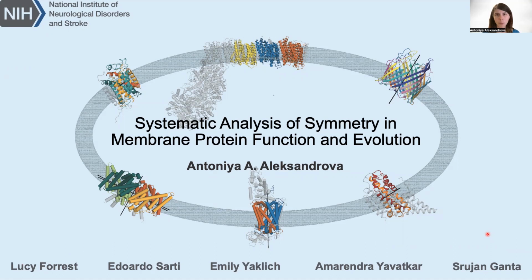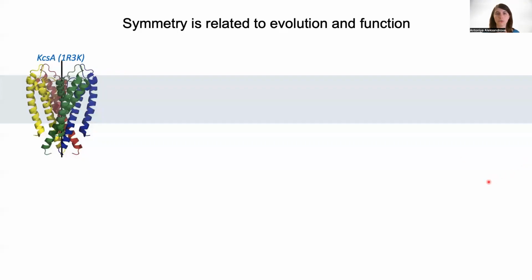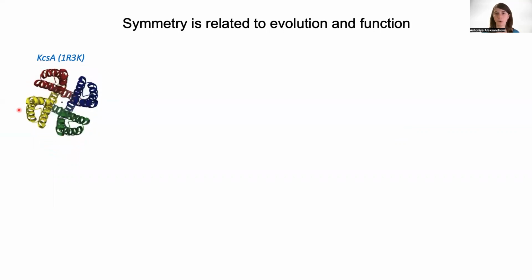But without further ado, why do we care about symmetry? There are many examples of how symmetry in membrane proteins is related to function and evolution. For example, channels transport substrates down their concentration gradient. Therefore, a common solution to this task is a structure that consists of units replicated around a central axis that is orthogonal to the membrane plane, as can be seen in the quaternary structure of the potassium channel shown here.